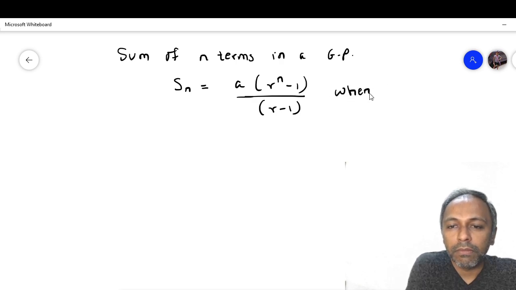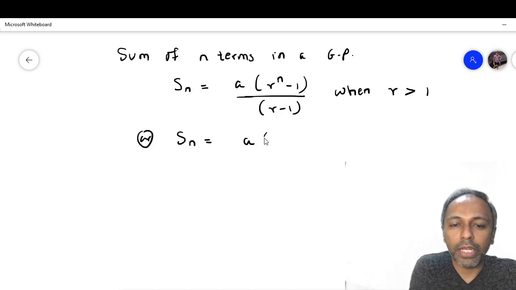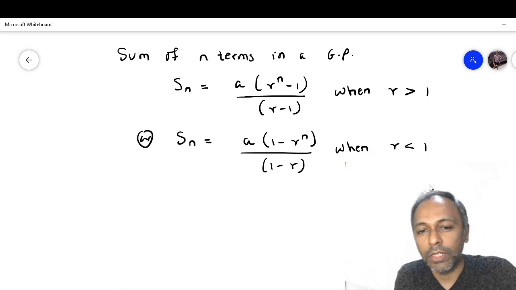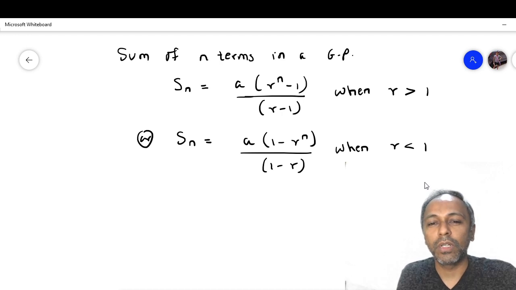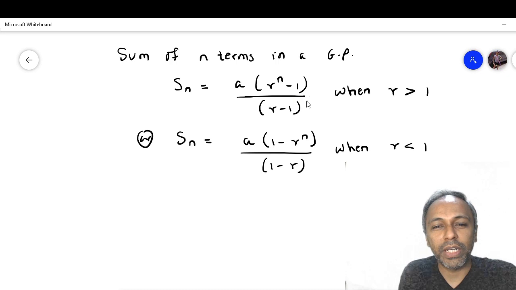when r is greater than 1, or Sn is equal to A into 1 minus r raised to n upon 1 minus r when r is less than 1. Now these are the two formulas which look different, but if you closely observe, it's one and the same. The numerator is just written in reversed order in the second case.